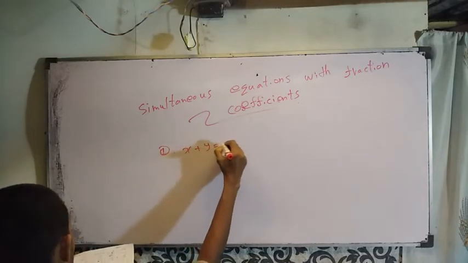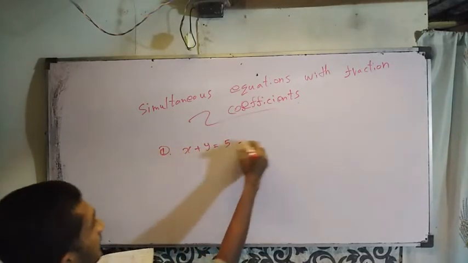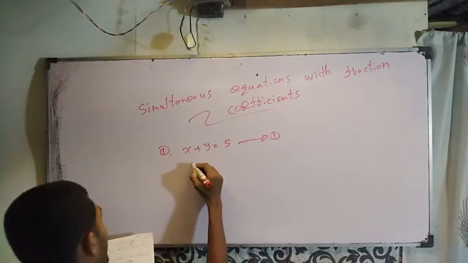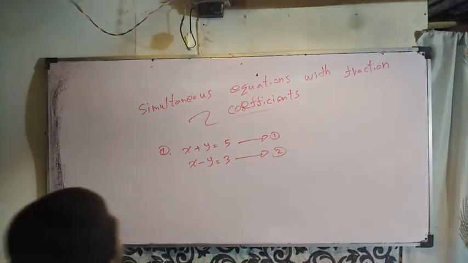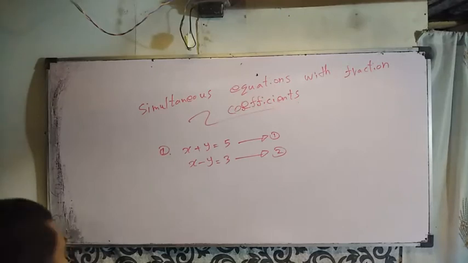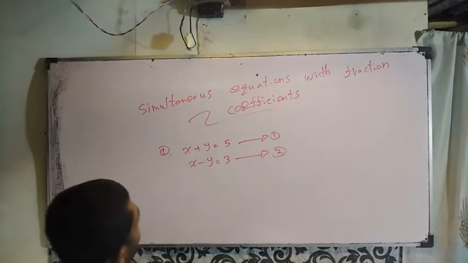x plus y is equal to 5. We can define it as the first formula. x minus y is equal to 3. We can define it as the second. Now you have to simplify and get the answers for x and y.